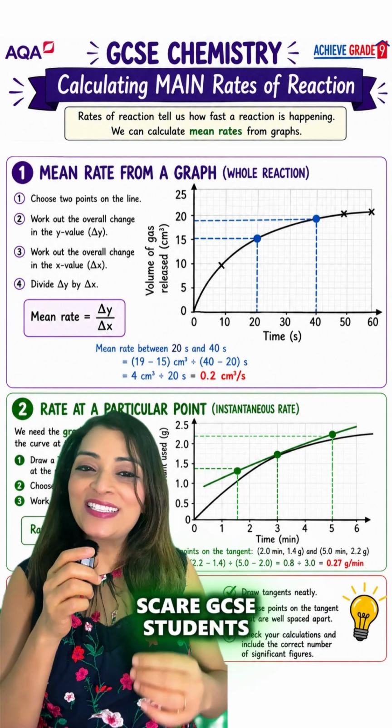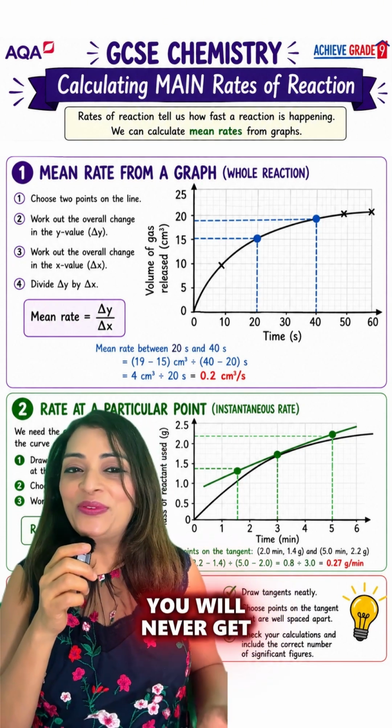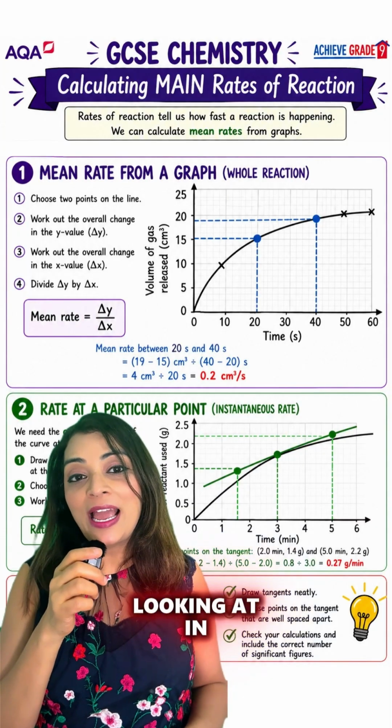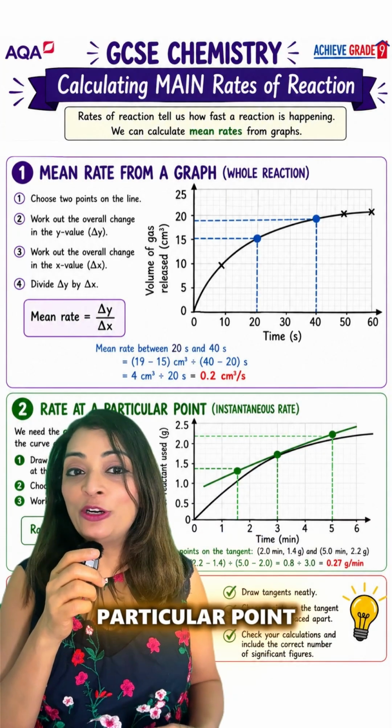Tangents. The word alone scared GCSE students. But after this video, you will never get this question wrong again. So what we are looking at is how to find the rate at a particular point using a tangent.